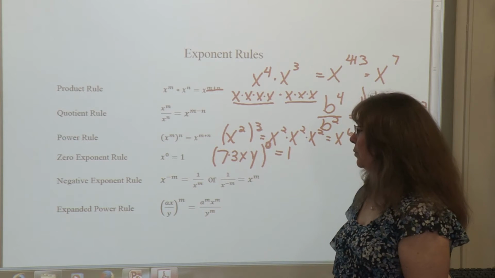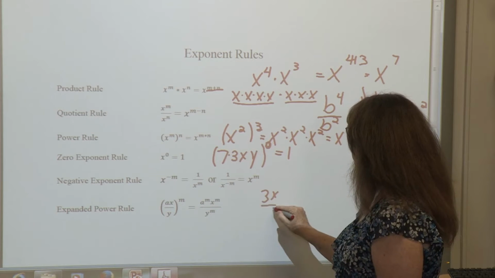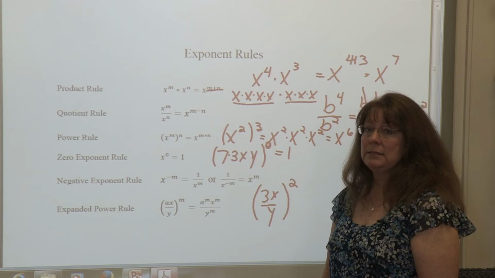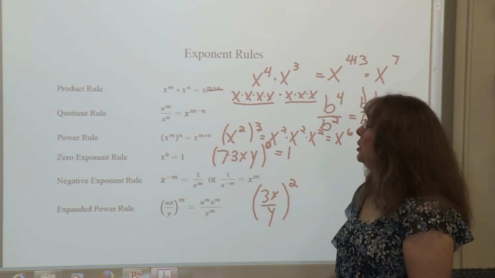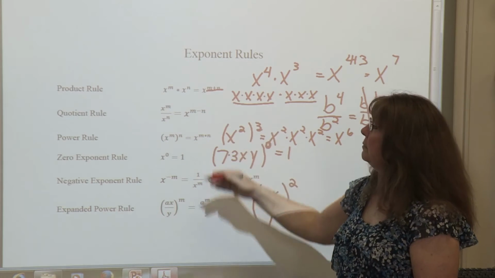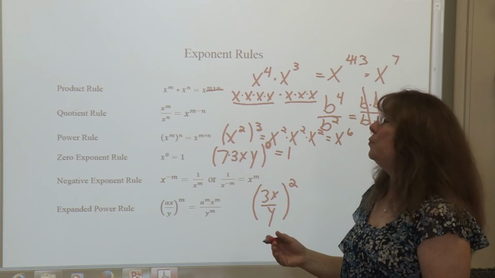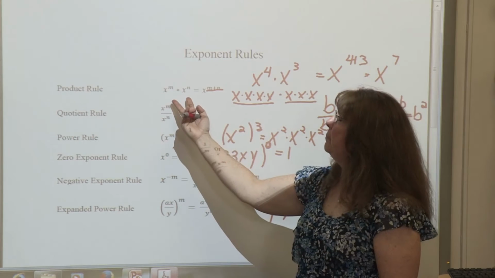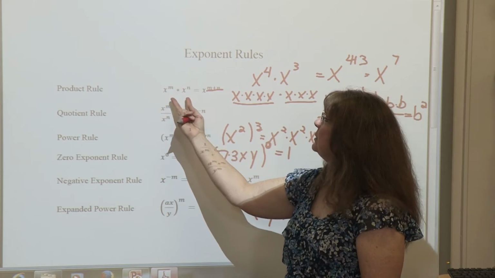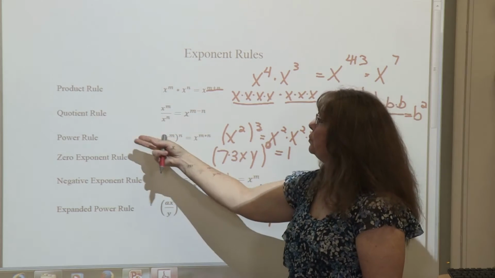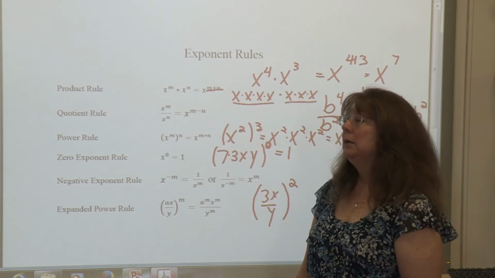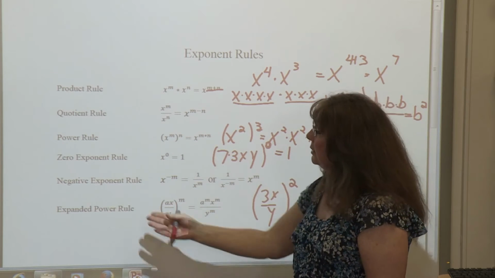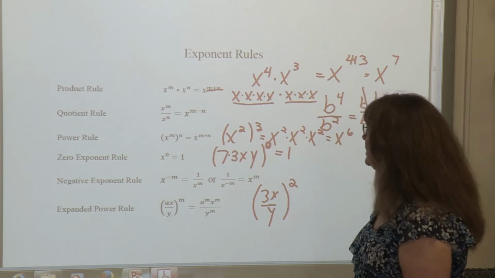The expanded power rule works if you have several bases that are being taken to a power. Notice all the other ones that we've looked at, the bases have always been the same. And the way that these rules are written is so that you're talking about what's happening to the bases. Product rule means the bases are multiplied. Quotient rule means the bases are being divided. What happens to the exponents is not what the name of the rule is. The expanded power rule is the only one that has different bases.